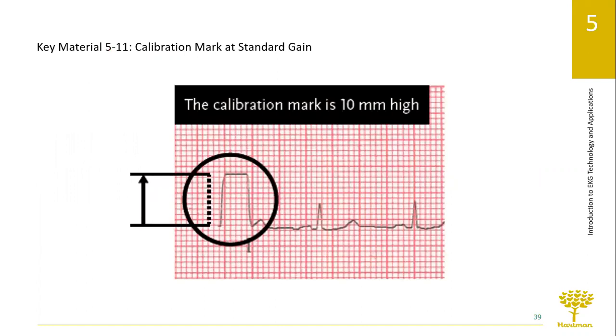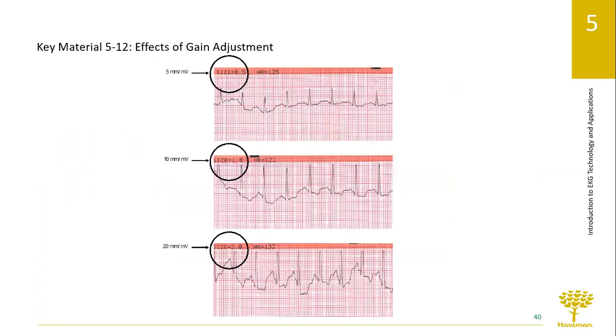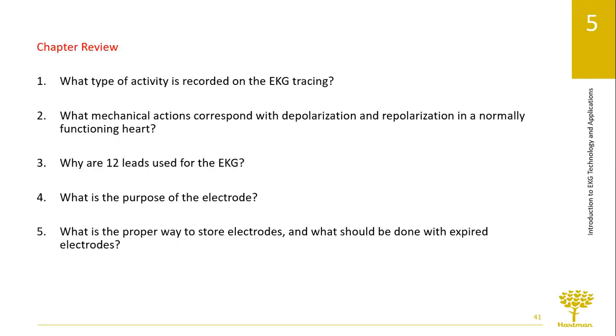So if you counted all the tiny little blocks for that, it looks like a square, then it's going to be 10. And again, that's the gain. Standard gain is 10 millimeters per millivolt. And that's standard. And then you can see down there, they zoomed in to 20 and they zoomed out to 5. So normally we just keep the gain on 10. I'm not saying you won't ever do it, but it's pretty rare.